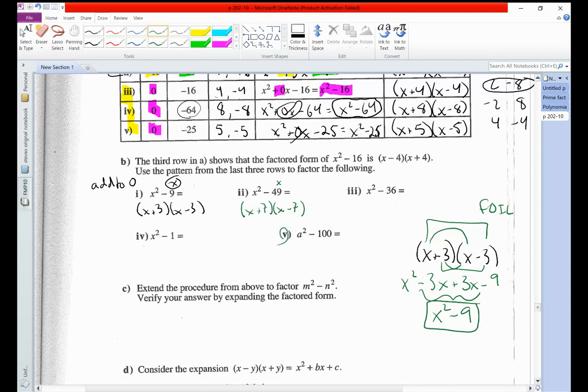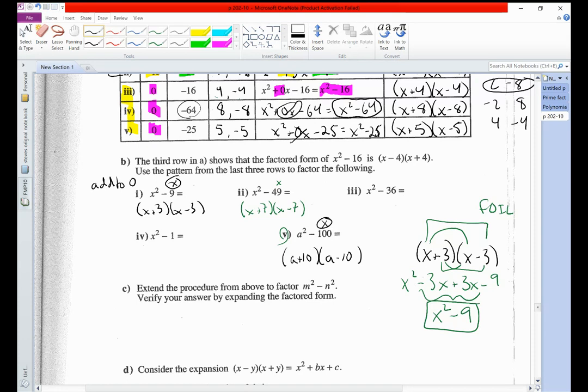Let's do this one here. I have x squared minus 100. So I'm looking for two numbers that multiply to negative 100 and add to 0, because that middle term is gone. Well, we know that 10 times 10 is 100. And if I had positive 10 and negative 10, that would multiply to negative 100, and that would add to 0. Plus 10, negative 10. So hopefully you're starting to see the pattern there.